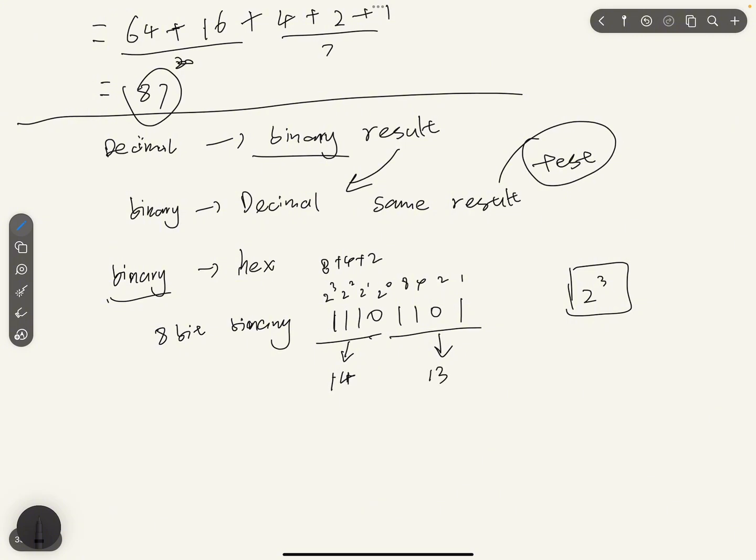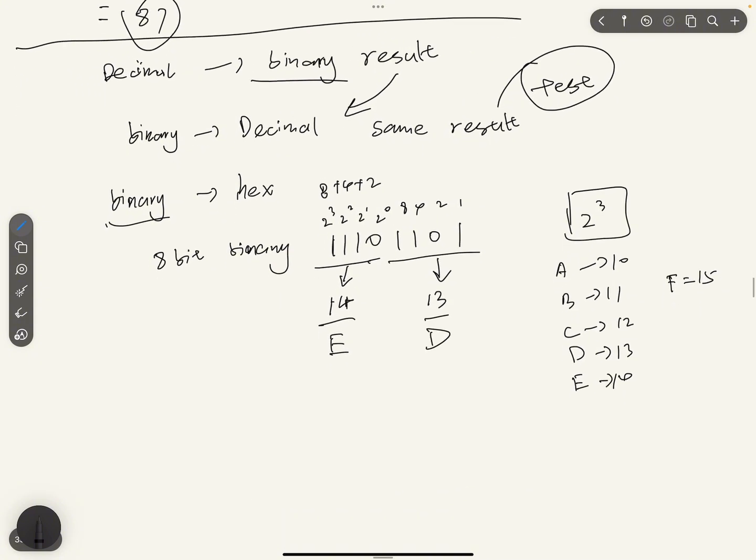And if we look at the table, A is for 10, B is for 11, C is 12, D is 13, E is 14, and F is 15. So we have 14, which is E. We have 13, which is D. So convert this binary to hex: 1110 1101 in binary will be ED in hex.